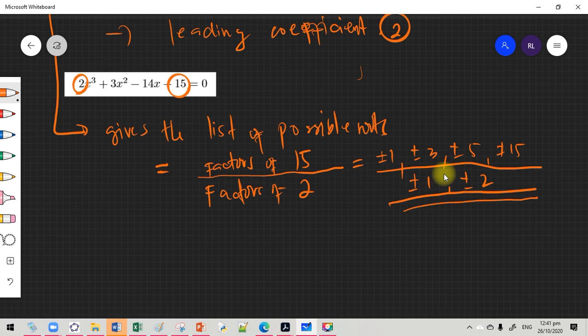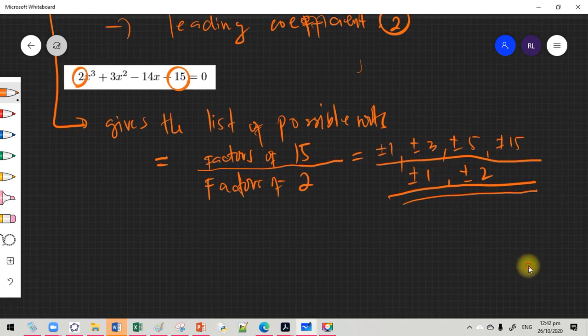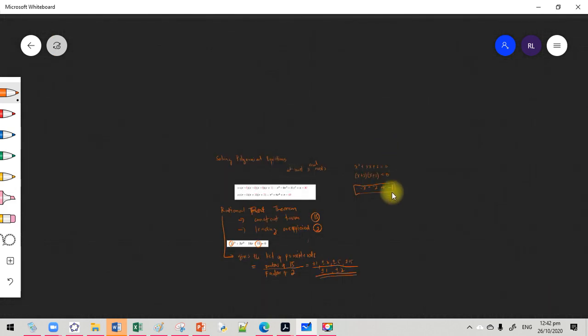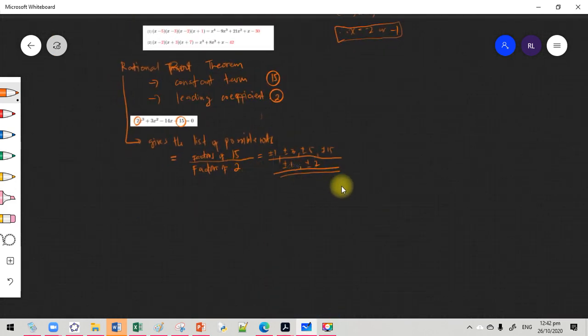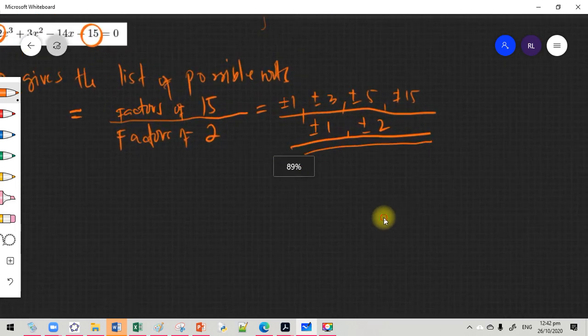Unlike before, without the knowledge of the rational root theorem, you would just guess, trial and error. Now we're still going to do trial and error, but at least we have a list of possible roots which we can eliminate if necessary. So these are the possible roots we have.